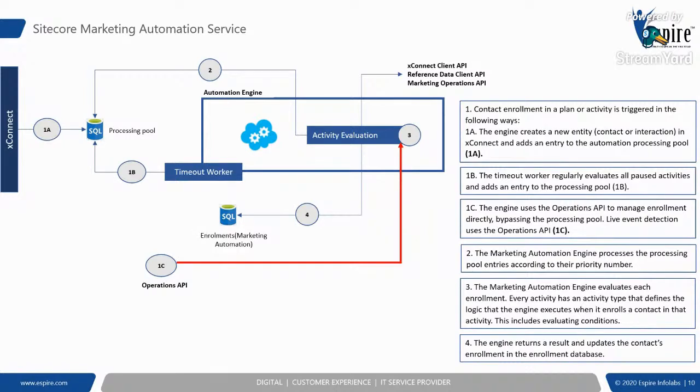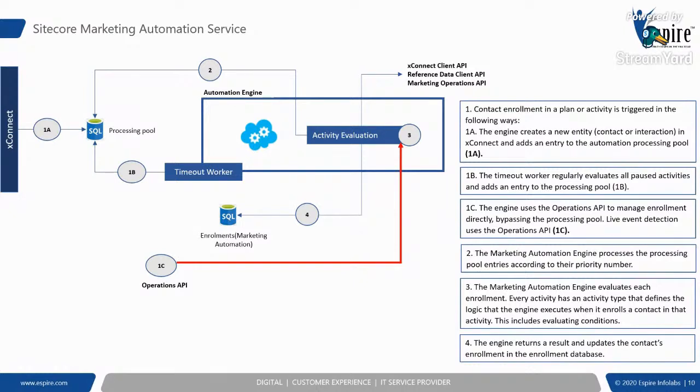Now, after all this, our marketing automation will output all the contacts and report against each contact which activities this contact has been part of, at what time this contact entered a particular marketing automation flow and at what time it exited. So everything will get reported in our collection database.